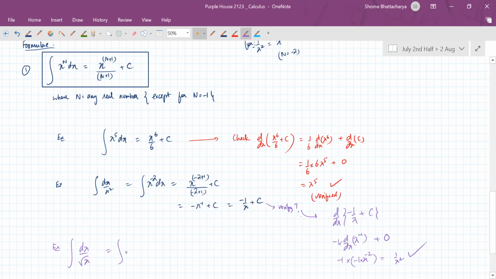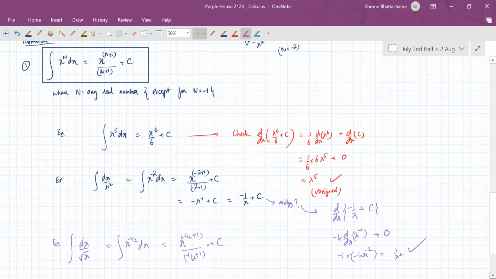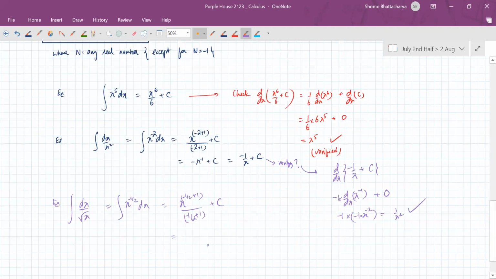First we'll bring this to the numerator, so the value of n becomes minus half, and then it's just a matter of applying the formula. You have to get used to applying this formula, just like we had done in differentiation earlier. The formula is like a reverse of differentiation. When we differentiate x to the power n, we reduce the power by 1 and multiply by n. When we integrate, we increase the power by 1 and divide by n plus 1. So it's logically opposite of that operation.